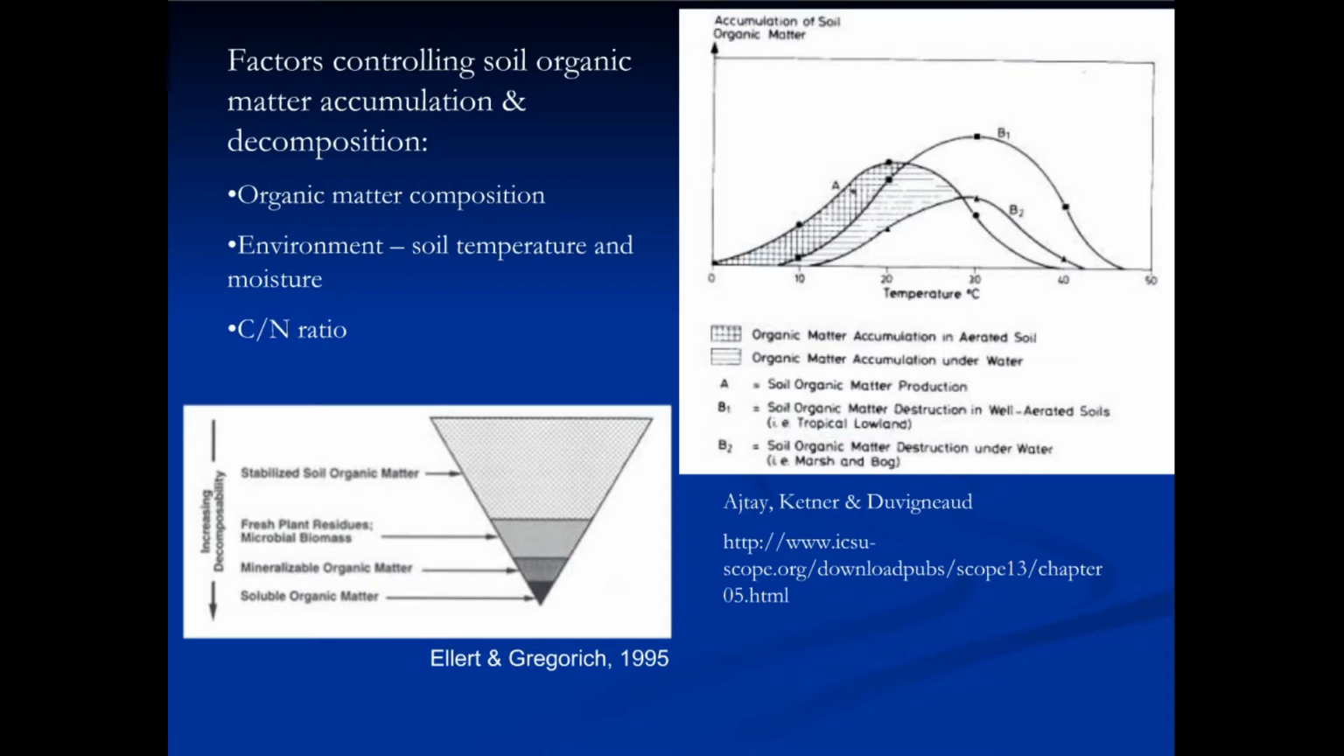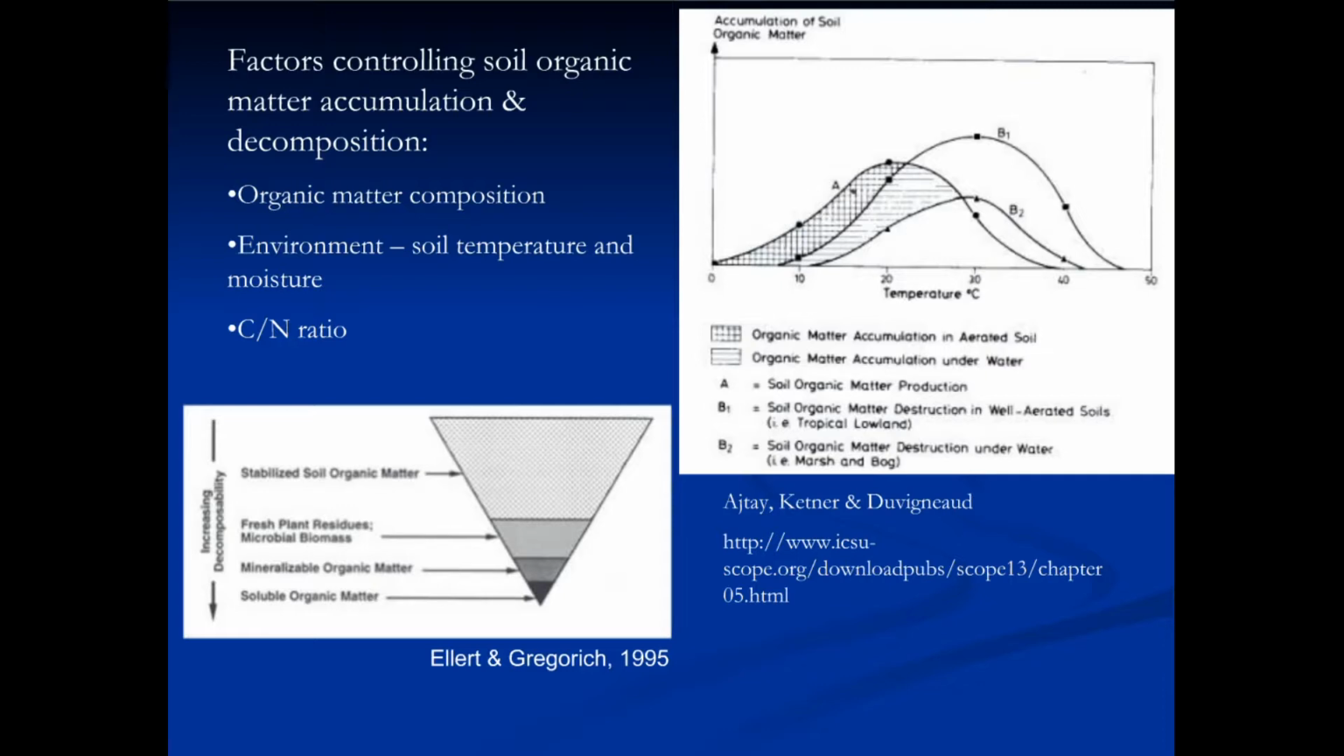Okay, a little bit of explanation of all this now. Factors that control soil organic matter accumulation and decomposition, or organic matter composition: basically fresh plant residues and things like that will break down very quickly, stabilize soil organic matter. This is the stuff that persists in the soil. You have temperature and moisture controls on carbon and organic matter accumulation.